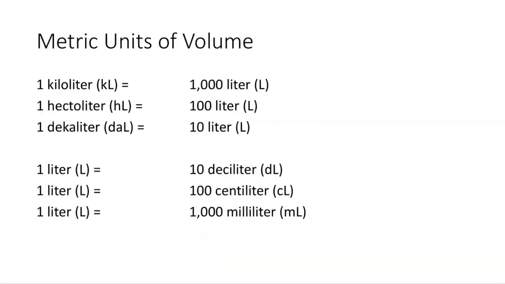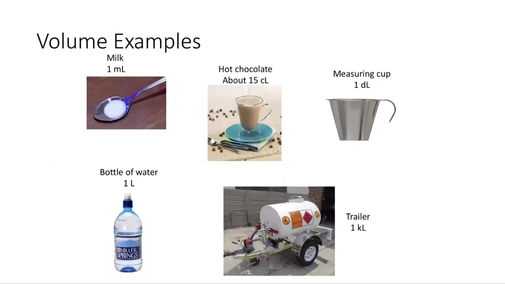For volume, the base unit is a liter. So a kiloliter is 1,000 liters, a hectoliter is 100 liters, and so on. So again, some examples. The spoonful there is roughly about 1 milliliter. That cup of hot chocolate is about 15 centiliters. A measuring cup, you see there, is about 1 deciliter. A bottle of water is 1 liter. The tank for a trailer is about a kiloliter, and so on.